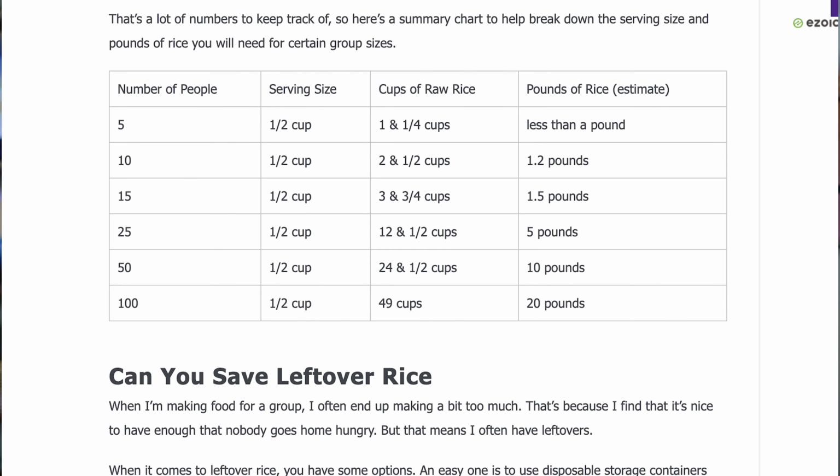And then there's obviously, we have this nice table here that breaks it down for 5, 10, 15, 25, 50, or 100 people. And so the user intent when somebody comes to this article is they're looking for how much rice to make for this group of people. And that's the operative term there, a group of people. And so the thought process here is that someone's needing to make a fair amount of rice for probably several people. And so what could we do?